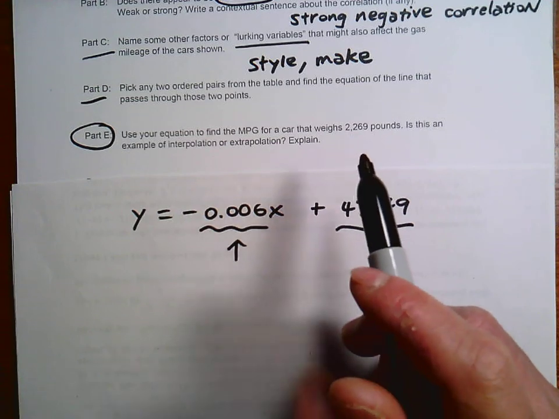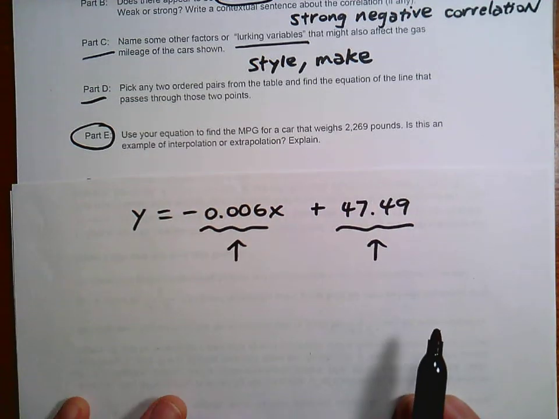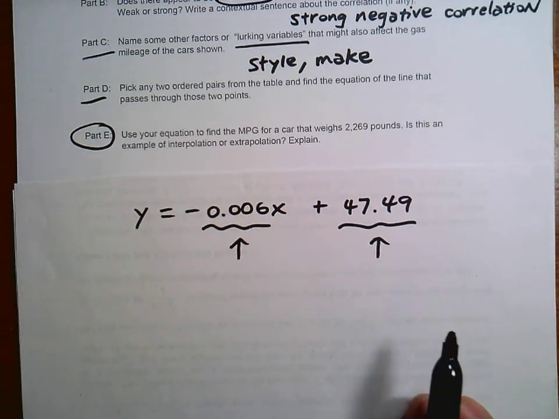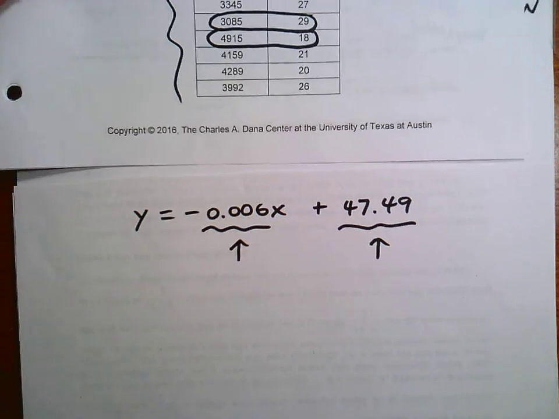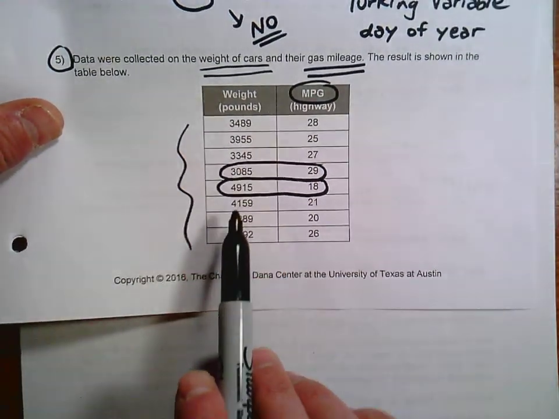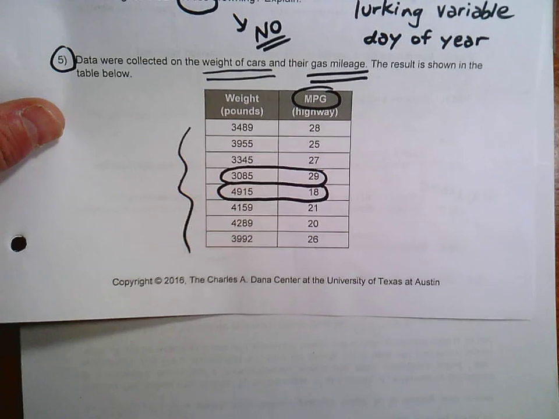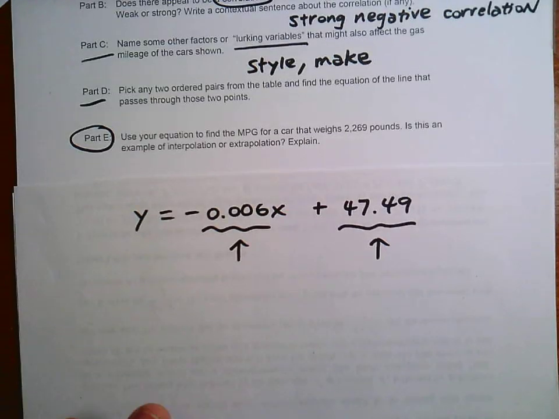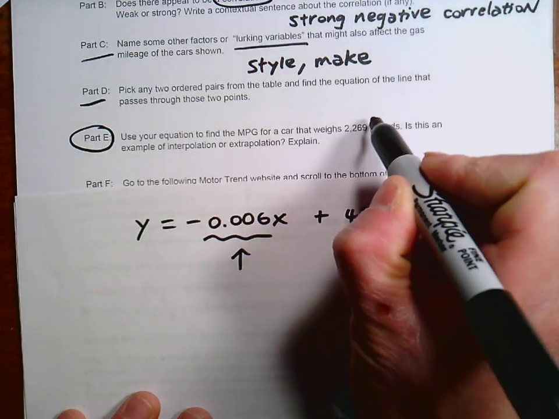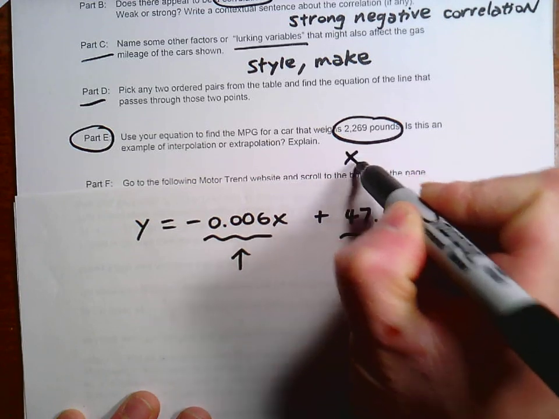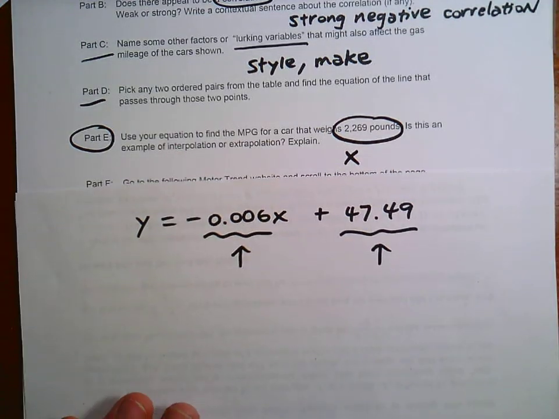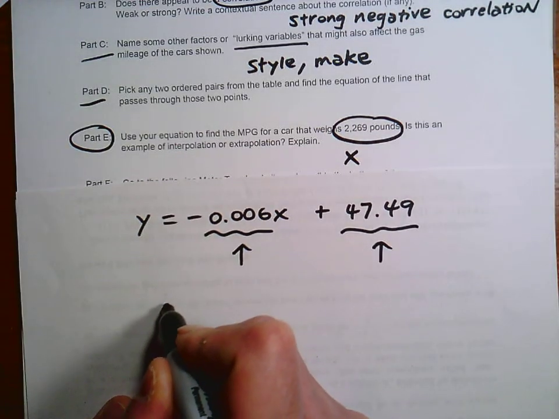So about 2,200 pounds. And the idea is that, remember, if you look back at our table, the pounds was the x, and then the miles per gallon was the y. So what part E is really asking you to do is to use this for x, and then to calculate the y. So I'm going to do that here.